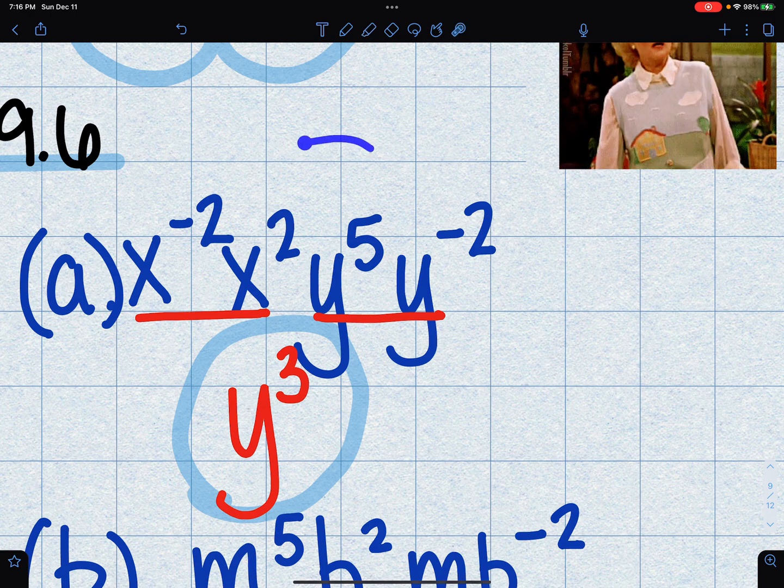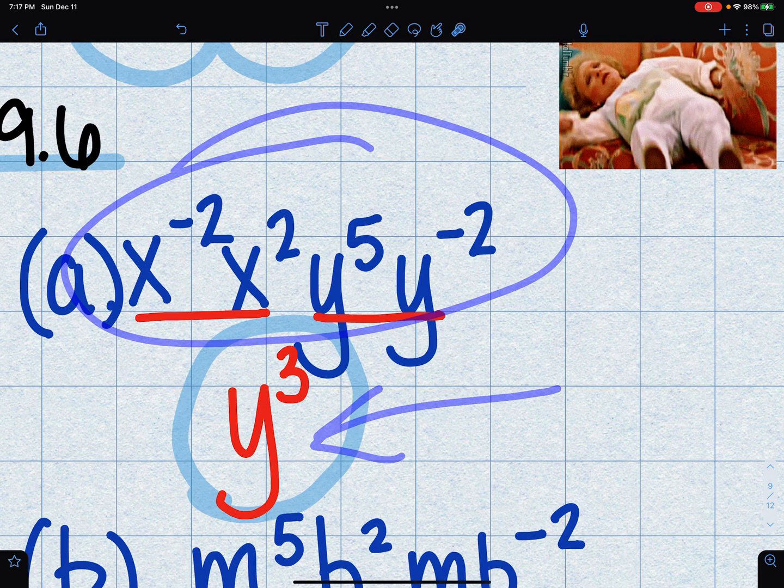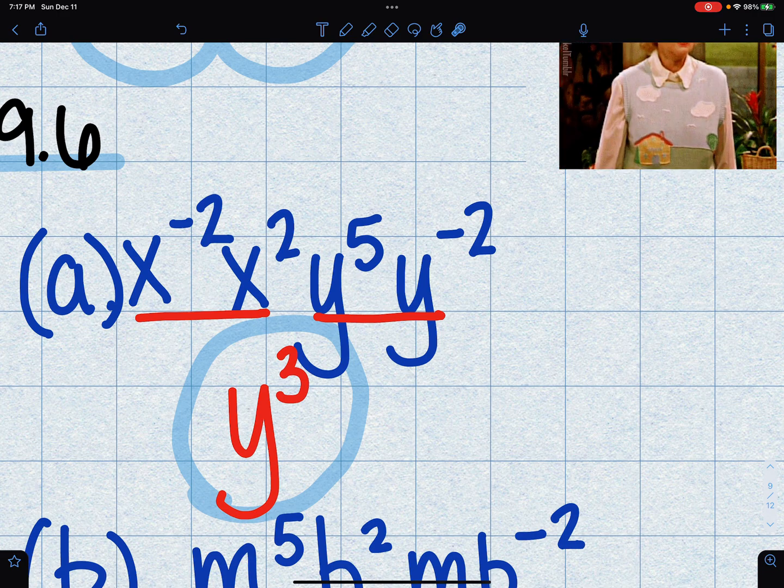Cool, huh? This whole big old thing just simplified to that. That's awesome. No wonder Betty White is fainting over there.